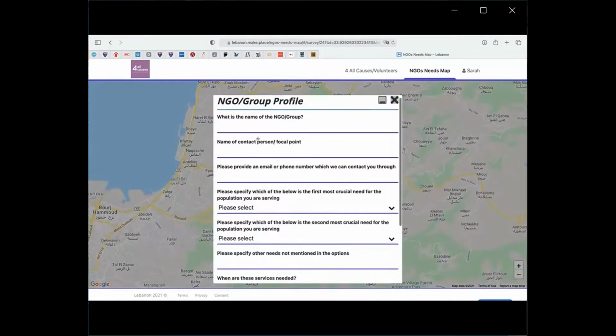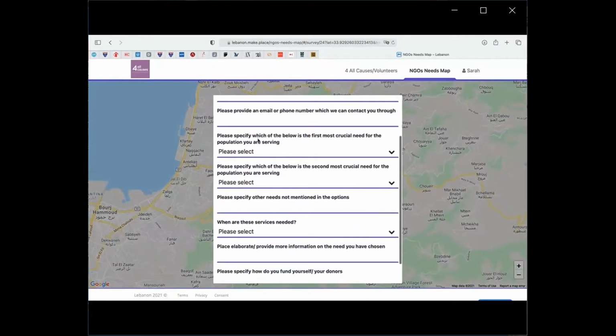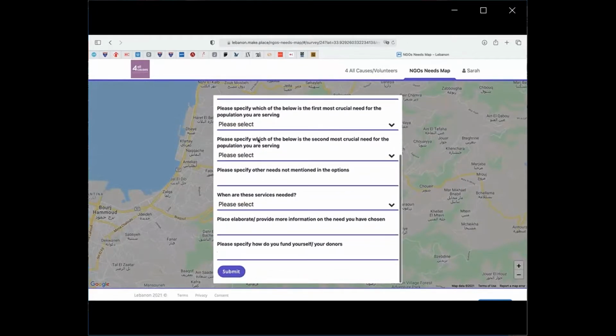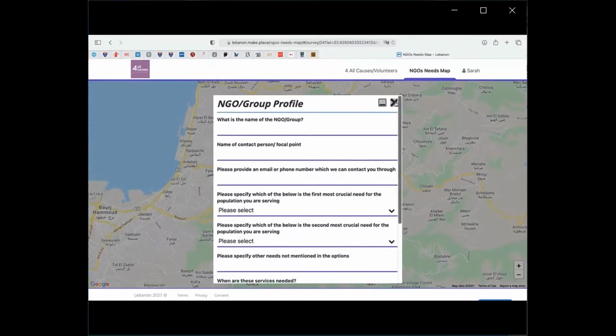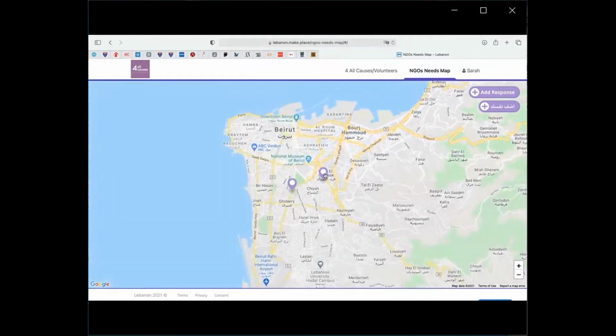Once you've set your location, you can also fill your NGO profile, contact information, specific needs and the communities you work with, and what are the services that you currently offer. Once you press Submit, you will also find a pin representing your NGO. The purpose of this map is to match between volunteers and NGOs or community needs.